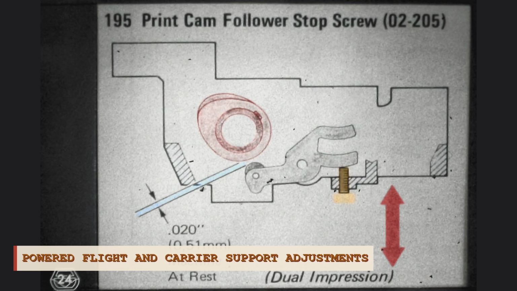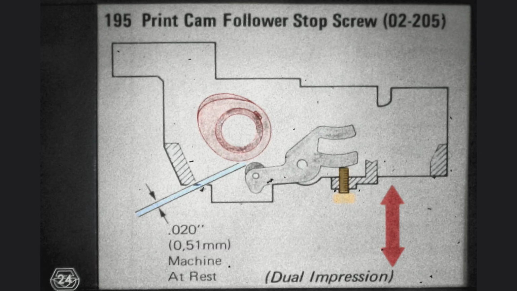Your answer should have been the rest position of the print cam follower. The distance between the print cam follower and the low portion of the print cam should be 1/2 of 1 millimeter. Always keep in mind that for every adjustment, there is one fixed point and one moving or adjustable point.